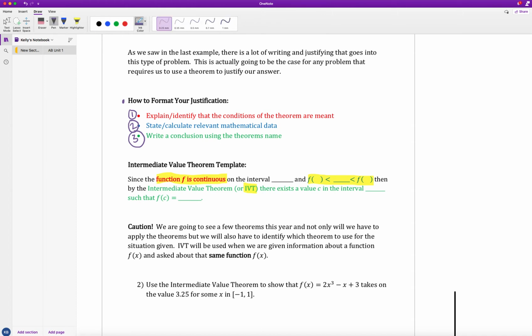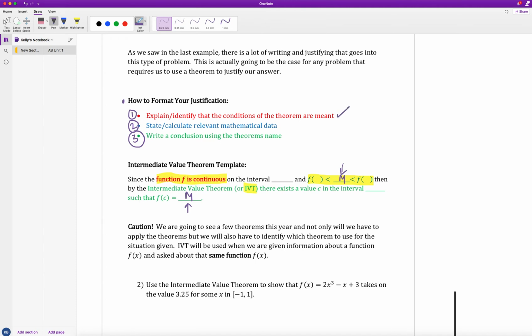Let me change to a pen here. That m is the value that we're sandwiching the y values in between. So these are those m values that the question was asking us about. We're going to use this template to help us format our thought process. To refresh it again, the first thing that we have to do is identify and explain that the conditions of the theorem are met.